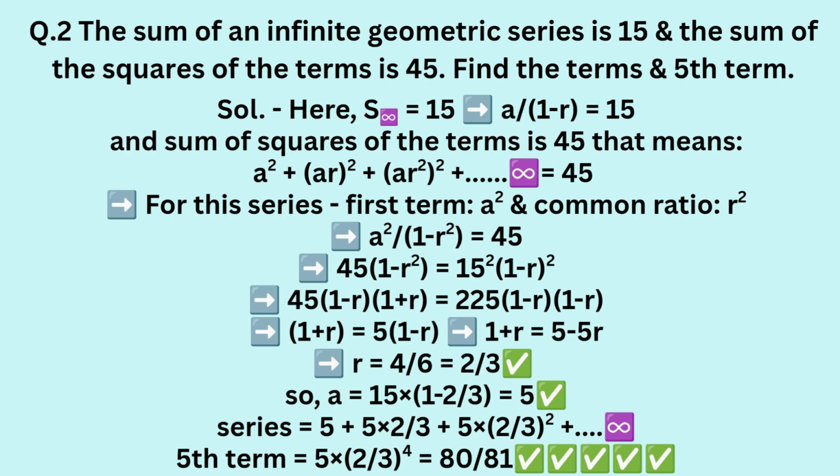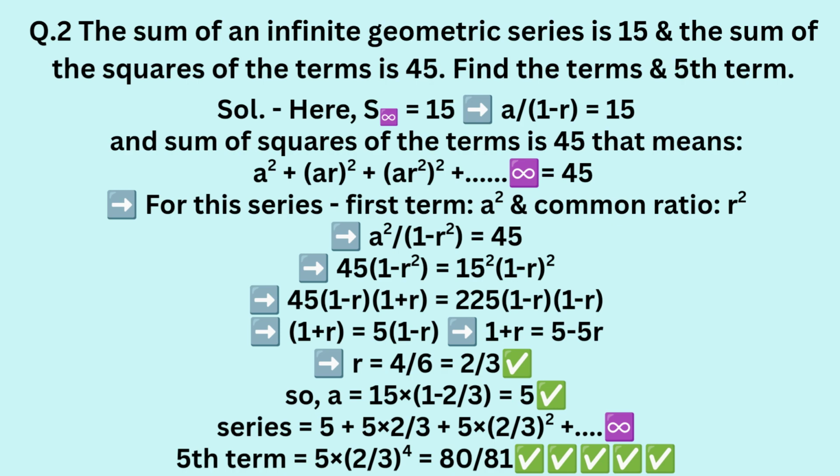Second, use the formula for the sum of an infinite GP. S infinity is equal to a by (1 minus r). That is equal to 15. Then the sum of the squares of terms forms a new GP, that is a square, r to the power 4. Implies that the first term is equal to a square and common ratio is equal to r square.